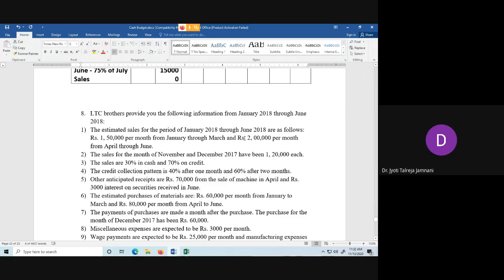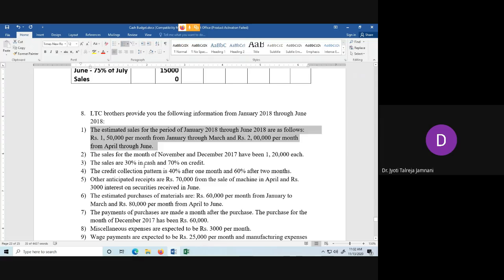First, the estimated sales from Jan to June is given, where it is 1,50,000 from Jan to March and 2 lakh from April to June. We are not interested in how the sales was. We are interested in how much was cash sales, credit sales, and how the credit sales were collected. So this information we will use in the working notes. Then the sales for the month of November and December also will be used in working notes.